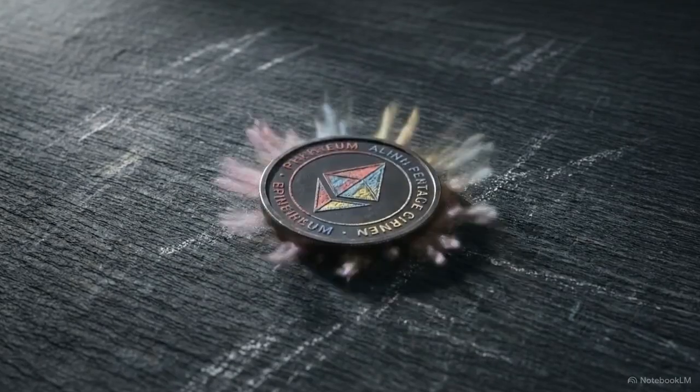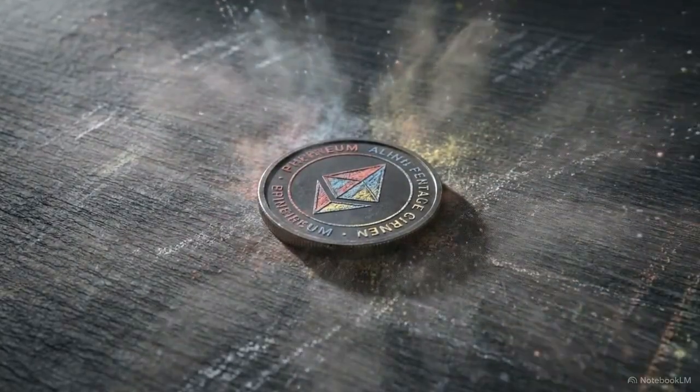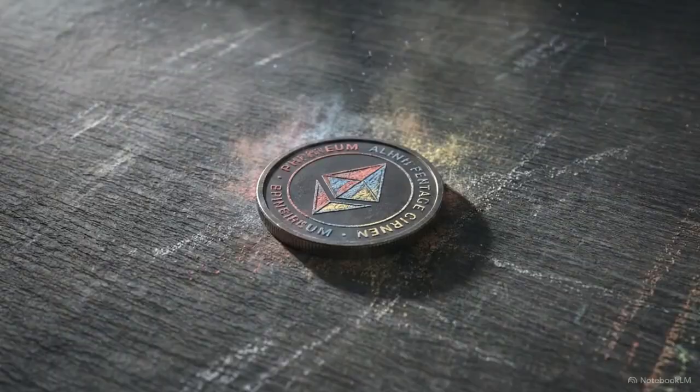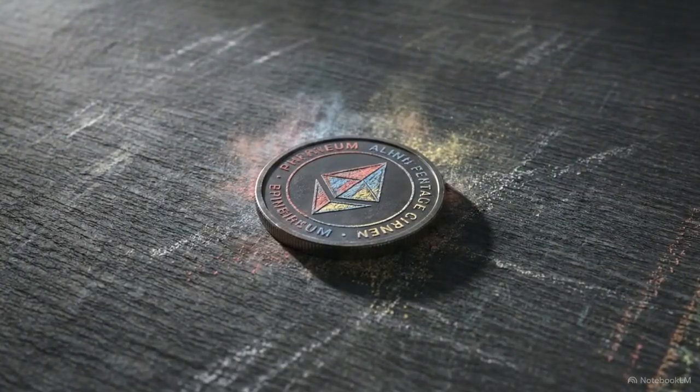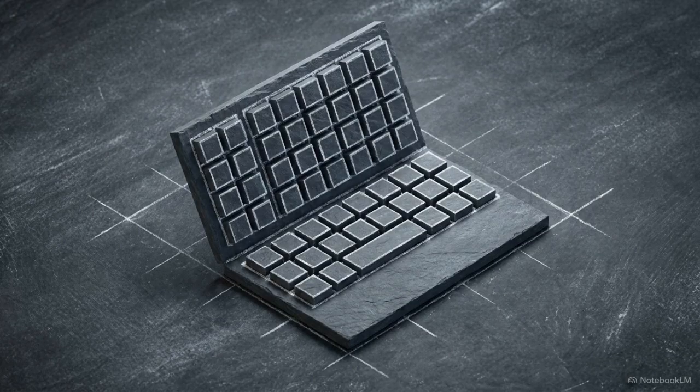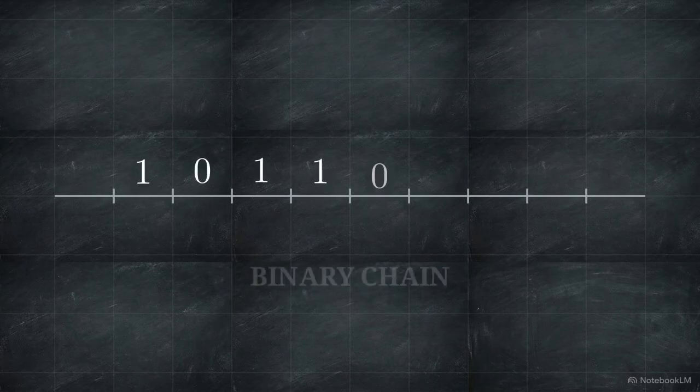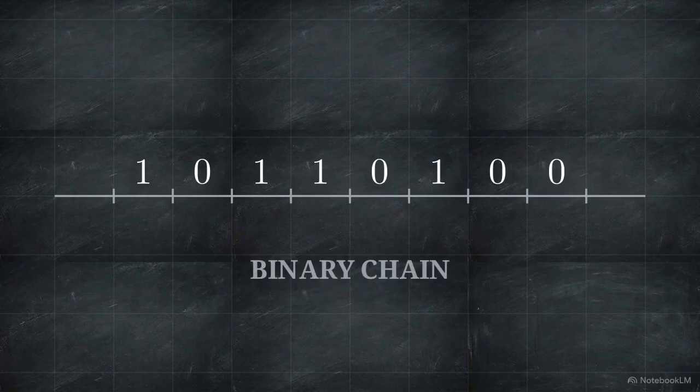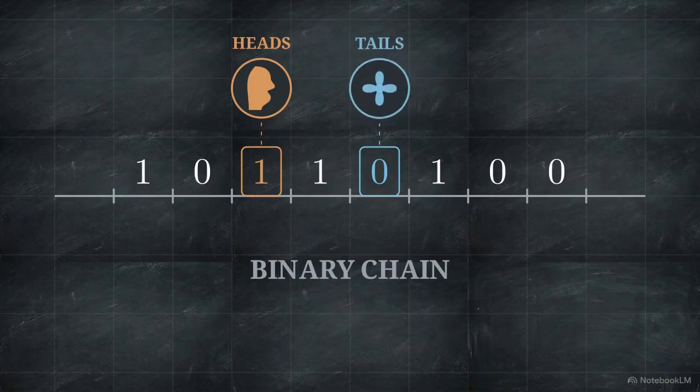When you flip a coin, the moment it lands, all uncertainty vanishes. It is absolutely heads or absolutely tails. Our everyday computers operate with that same certainty. Every photo, text message, and website is built on a flat, rigid binary chain of ones and zeros. A 1 is heads, a 0 is tails.